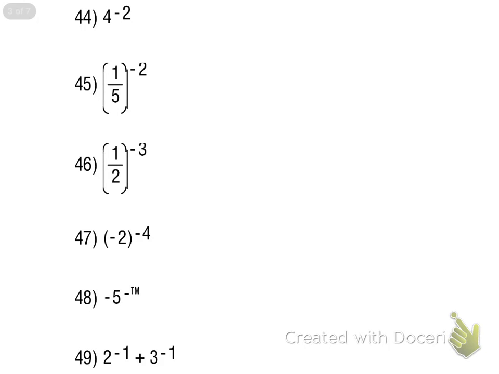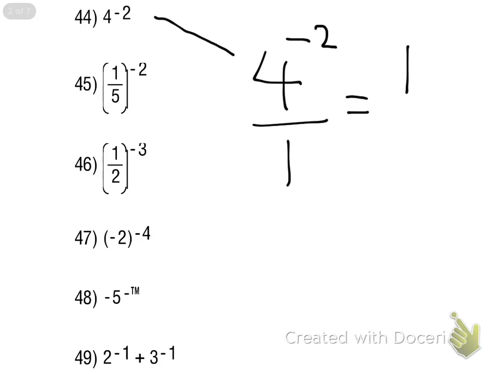Okay, back to scary negative exponents. Here we go. 4 to the negative 2. Flip it upside down. It's got 4 to the positive 2. That is 1/16. 4 squared is 16, but it's on the denominator.